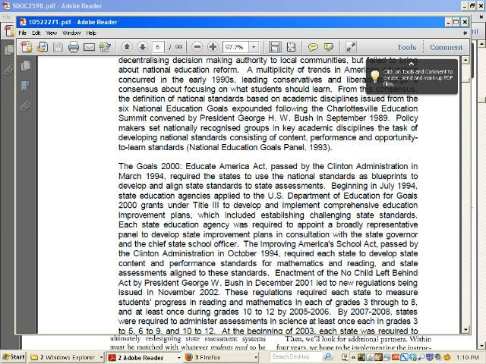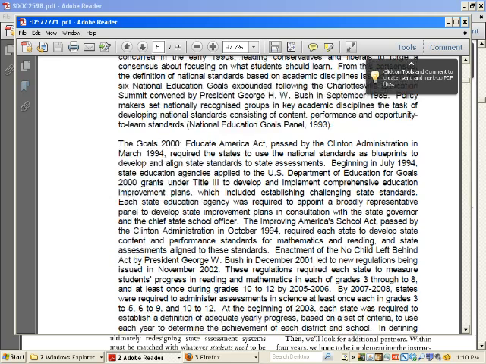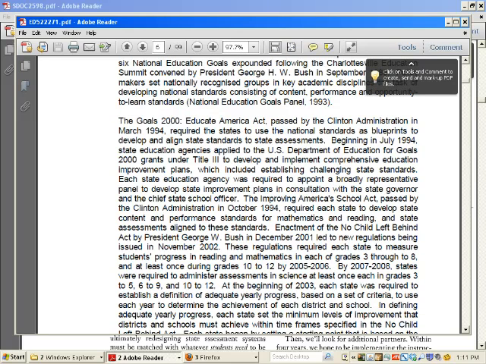These regulations required each state to measure students' progress in reading and mathematics in each grade 3 through 8, and at least once during grades 10 through 12. By 2007-2008, states were required to administer assessments in science at least once each in grades 3 to 5, 6 to 9, and 10 through 12. We know this because that's what No Child Left Behind is based on: assessments.